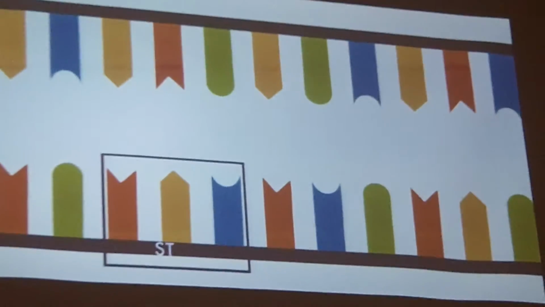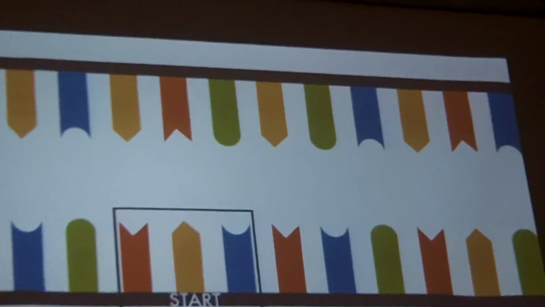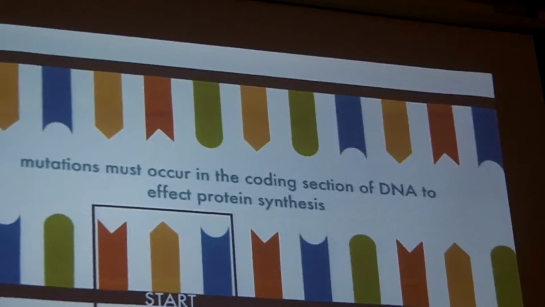Remember, during translation, a start codon must first be read to begin coding the protein. If the mutation happens before or after the protein coding sequence, there will be no effect on the protein. Mutations must occur in the coding section of DNA to affect protein synthesis.